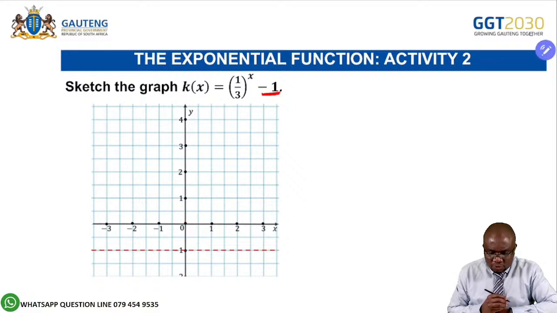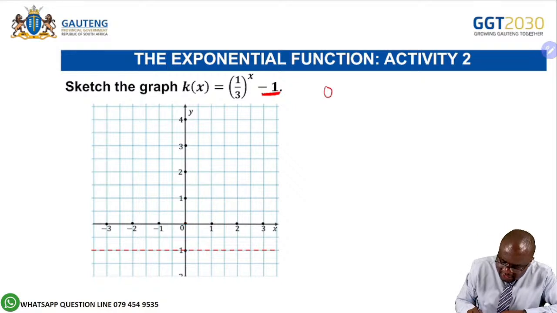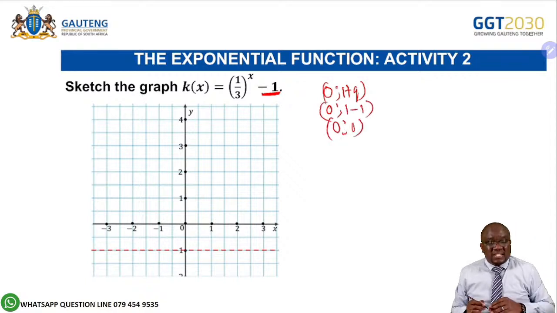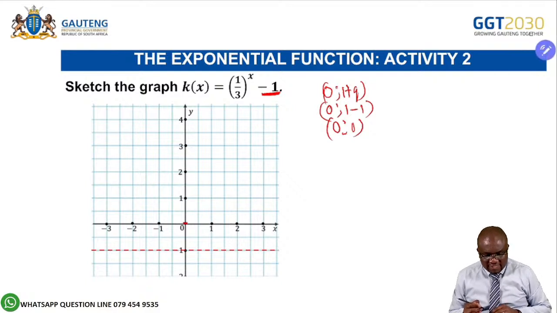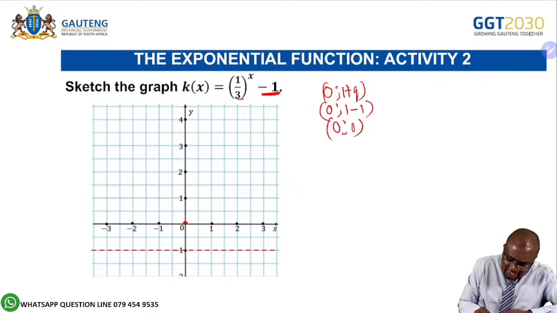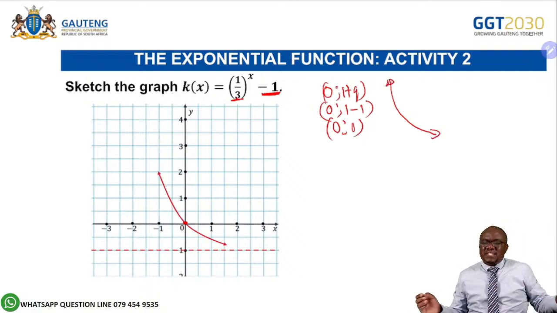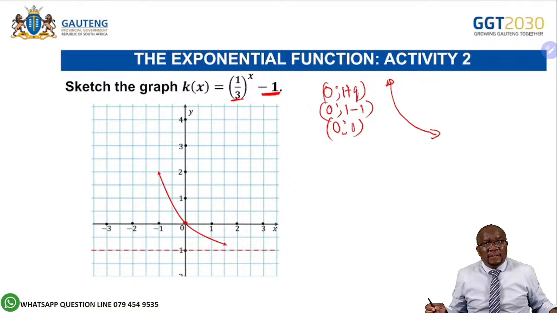Where is the y-intercept? It's going to be (0, 1 plus q). And our q here is negative 1, so it's (0, 1 minus 1), meaning that it is (0, 0). Okay, so that is our y-intercept there. And then b is between 0 and 1. It's a proper fraction, so it means our graph is decreasing. Then we've just sketched the graph. Done. So you can use these parameters just to sketch your graph without using the table of values.